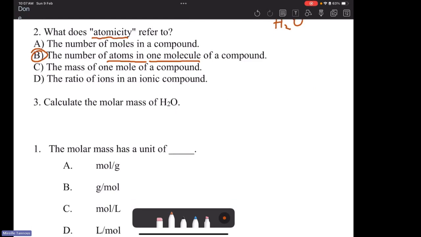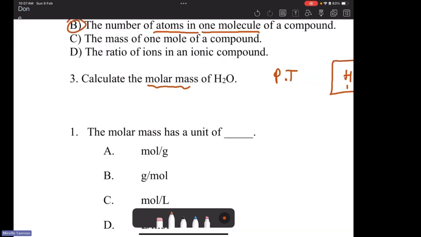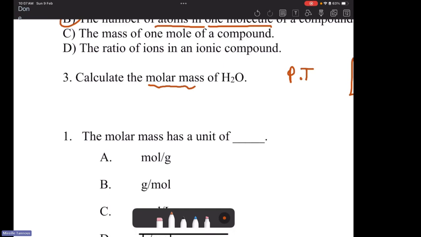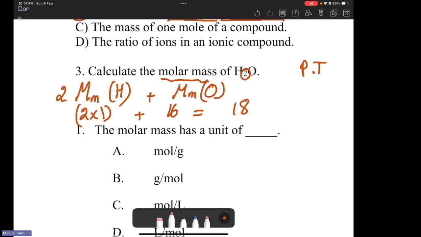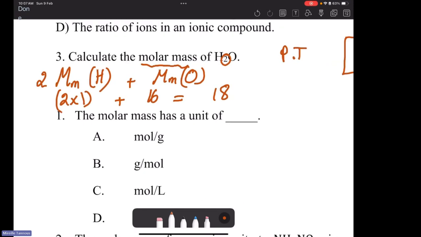So the molar mass of H2O is equal to the molar mass of hydrogen twice plus the molar mass of oxygen. So that is 2 times 1 plus 16. I got these numbers from the periodic table. That is equal to 18. Never write an answer without a unit. That's very important. Gram per mole.